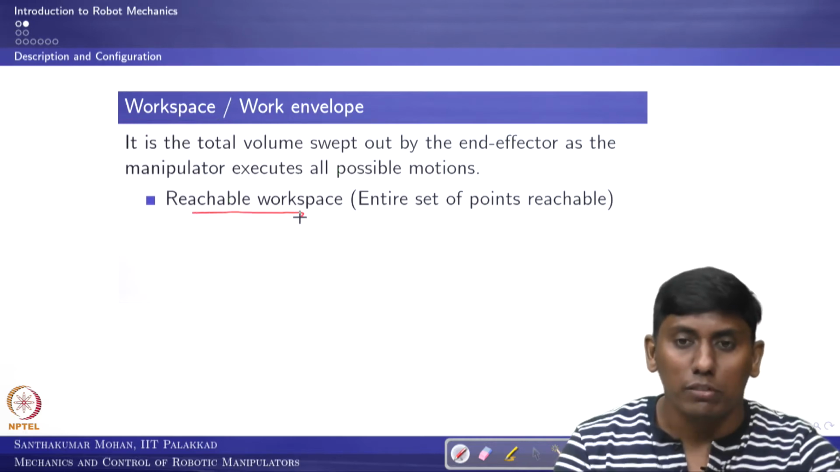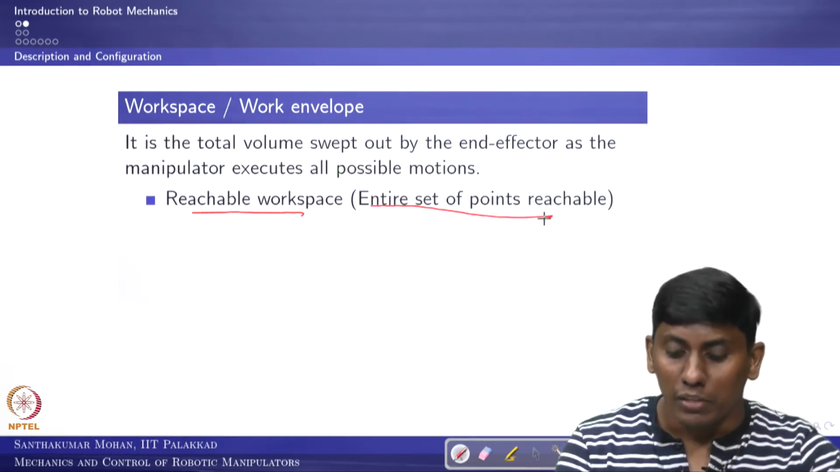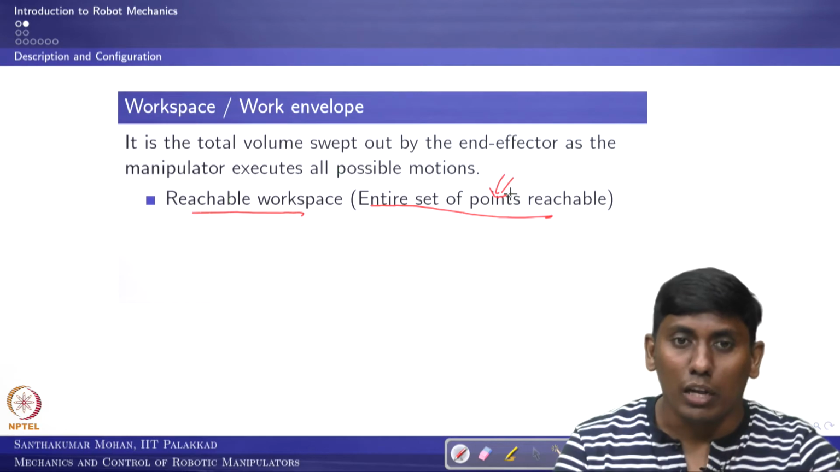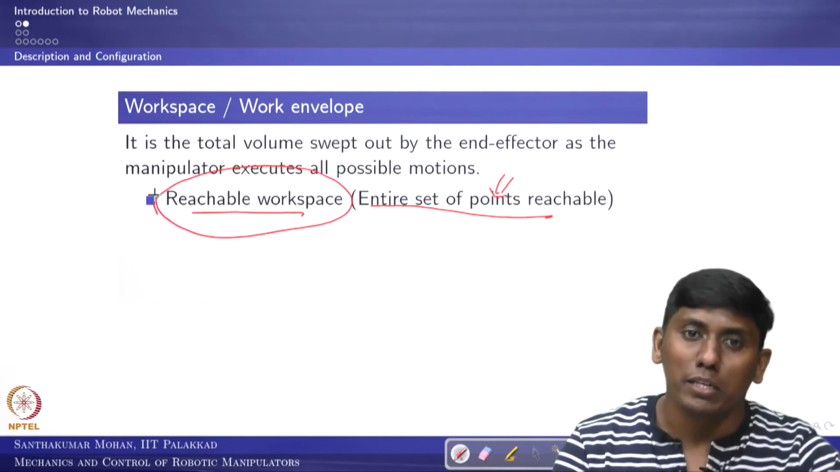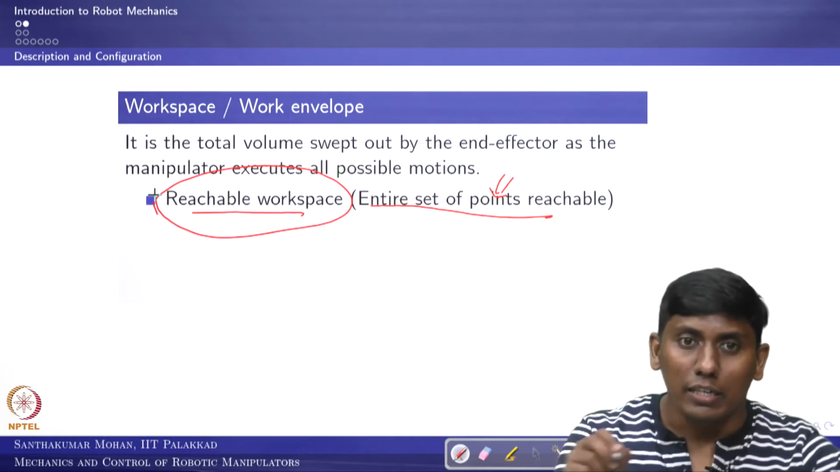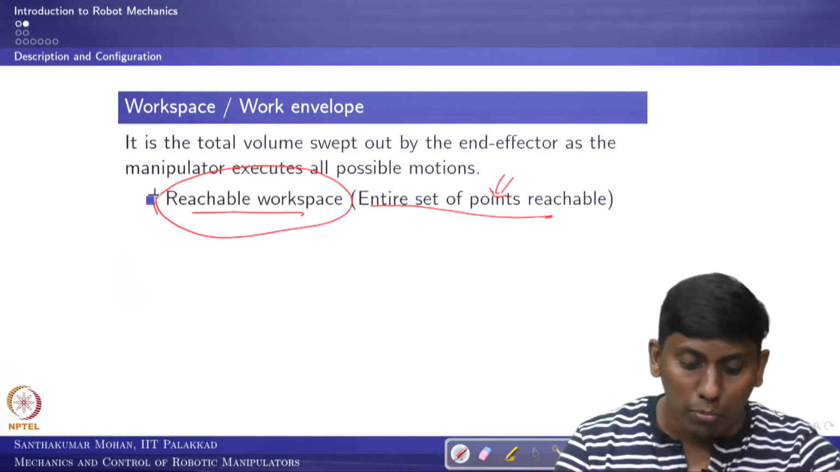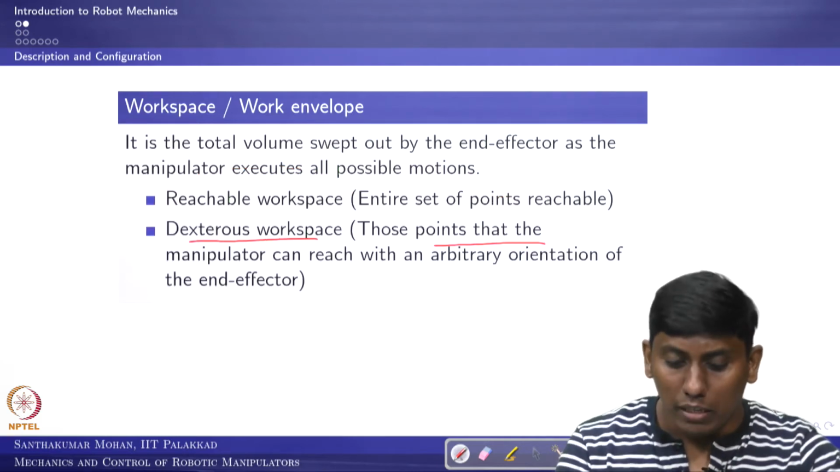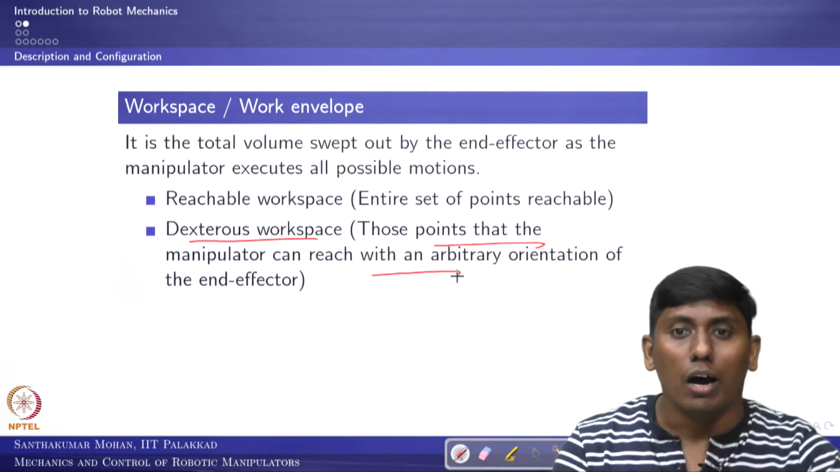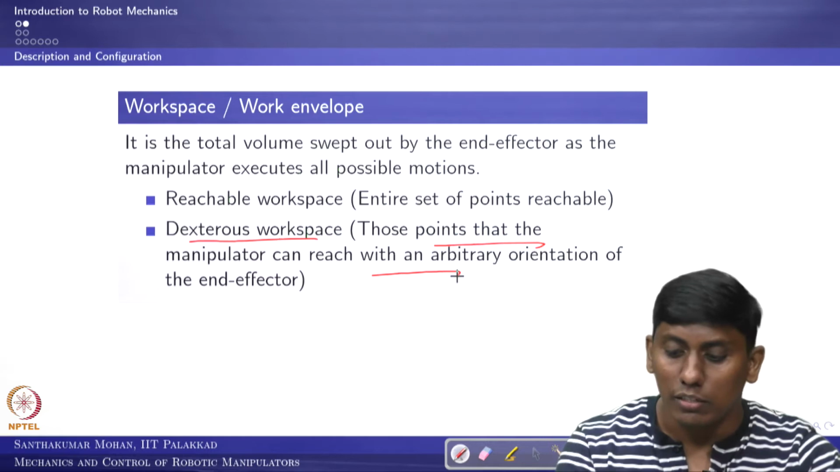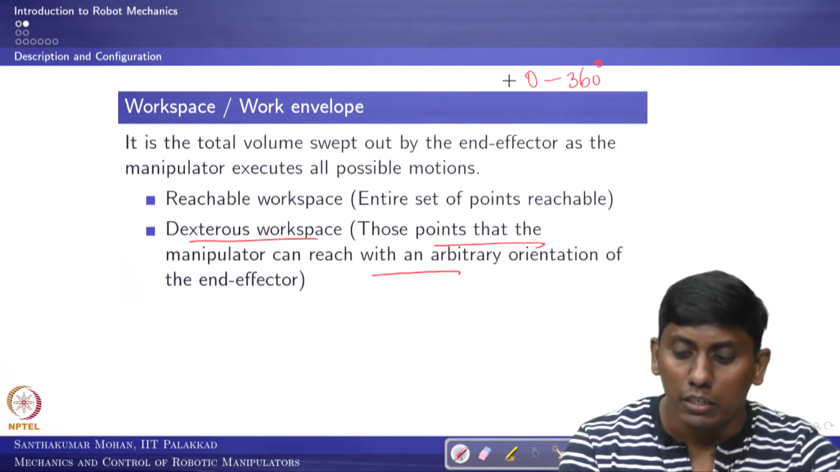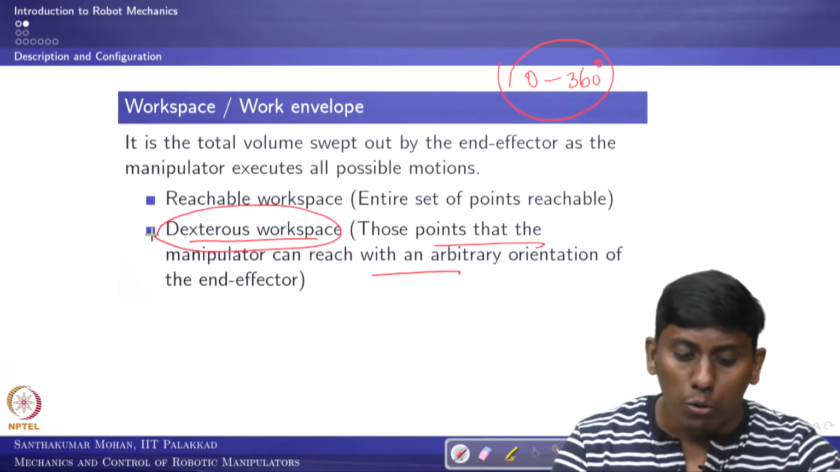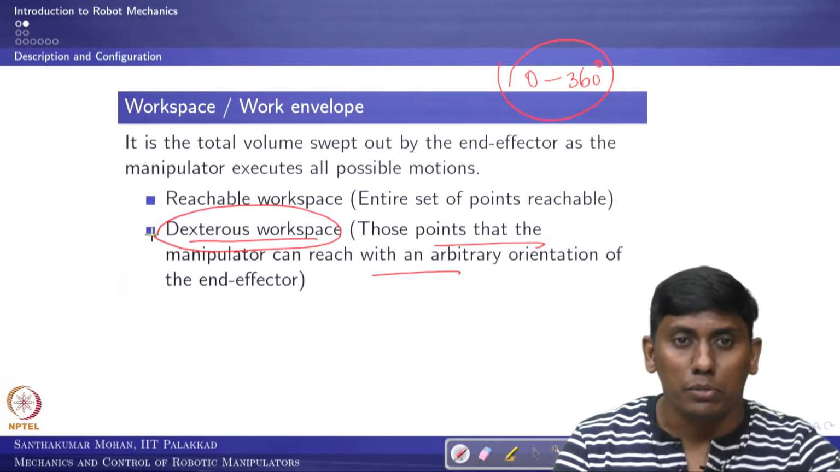One is the reachable workspace, in the sense the entire set of points reachable. In other words, the entire set of possible configurations. If you look at the end effector point and trace it over the configurations, that is what you call the reachable workspace. Now, in that subset is the dexterous workspace, that means those points that the manipulator can reach with any arbitrary orientation of the end effector, in the sense it can go 0 to 360 degrees of orientation of the end effector. That is what you call the dexterous workspace. Now I hope you are clear what is envelope, what is workspace, what is configuration.